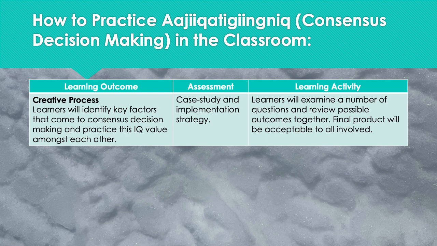For the learning activity here, the learners will examine a number of questions and review possible outcomes together. The final product will be acceptable to all that are involved. Hence, the meaning behind this, the students need to make sure they all agree with one another on what decisions they will be making, and that decision will be supportive to the common good for all.